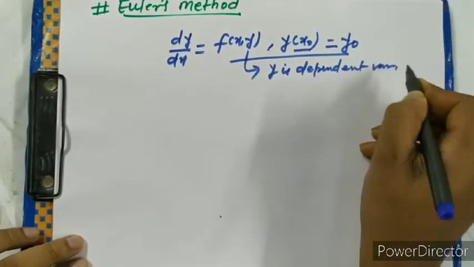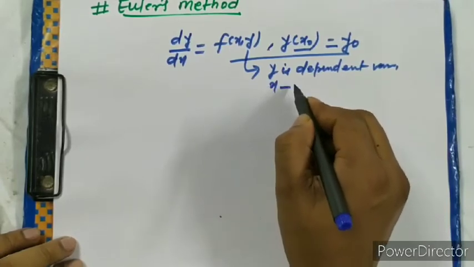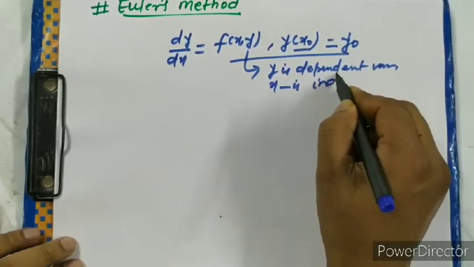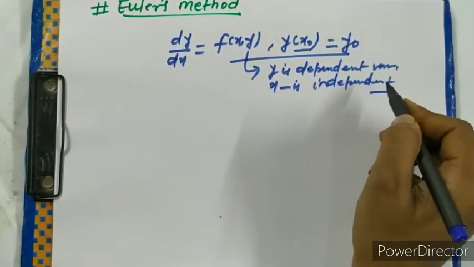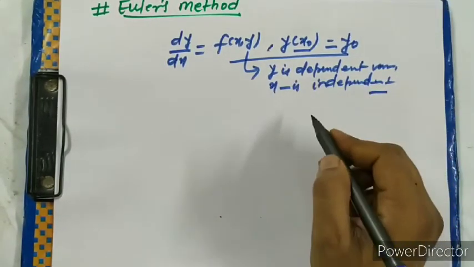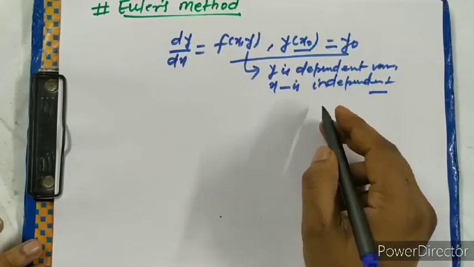where y is the dependent variable and x is independent. So keep in mind x is the independent variable and y is dependent.